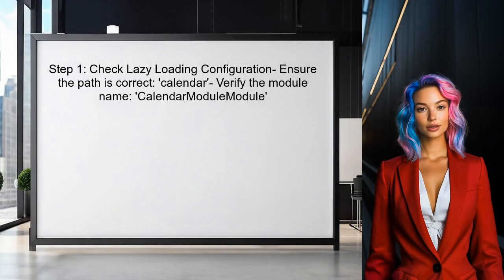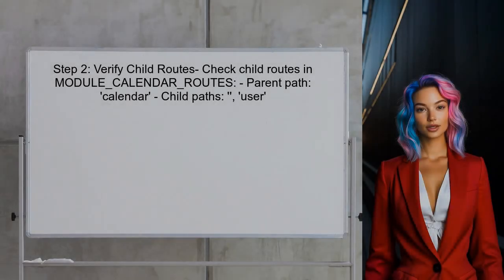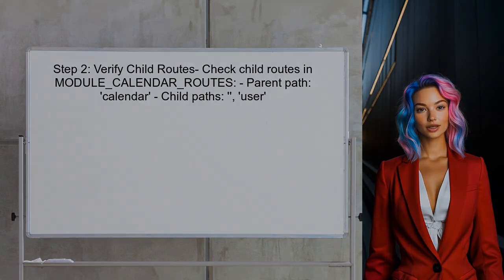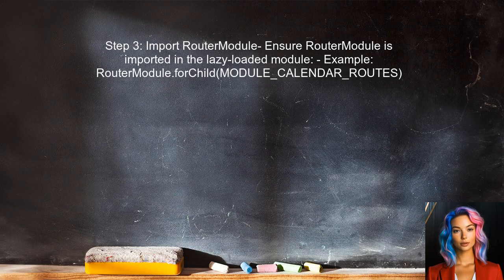To resolve the issue with lazy loading in Angular, the user should first ensure that the lazy loaded module is correctly configured in the main routing module. This includes checking the path and the module name. Next, the user should confirm that the child routes are properly defined within the lazy loaded module. This means ensuring that the child routes are nested correctly under the parent route. After verifying the routes, the user should check if the router module is imported correctly in the lazy loaded module. This is crucial for the routes to be recognized.